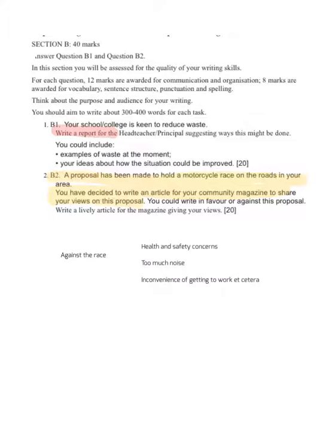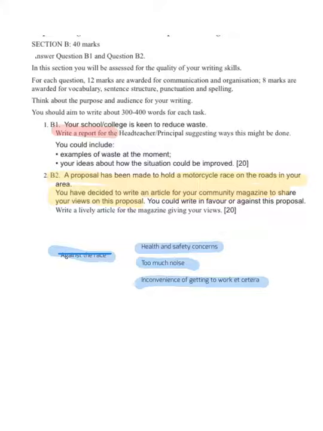Right, so let's think about what the opposition might be against the race. Well, there's a fair chance that people are going to have some health and safety concerns. They might think that it's too noisy, and they might also be a bit upset that it's not going to be so easy to get to work. There's going to be disruptions. So those 3 things there are really valid arguments against the race.